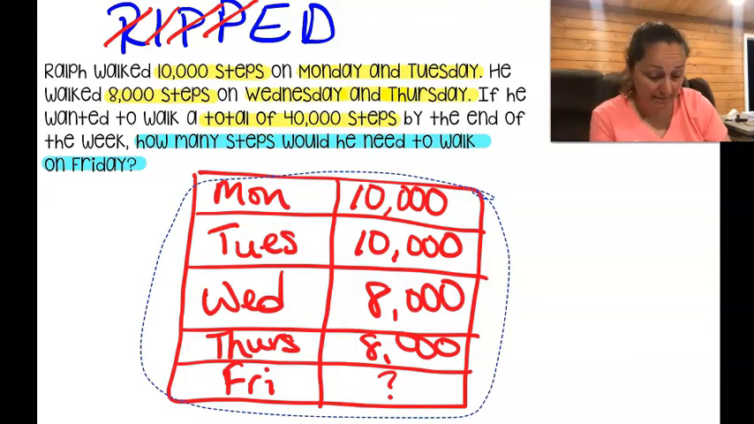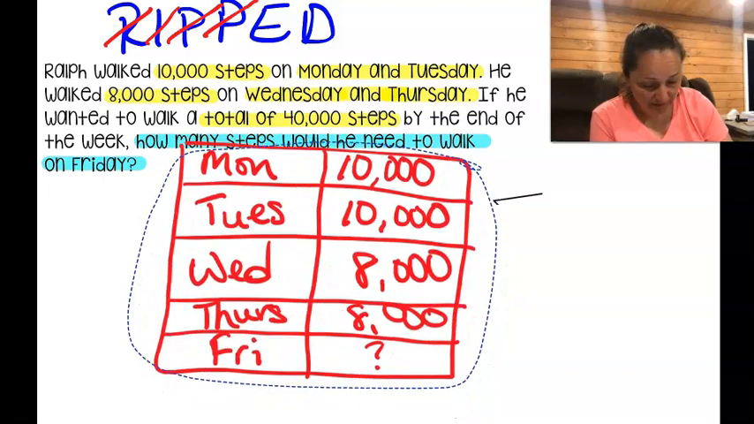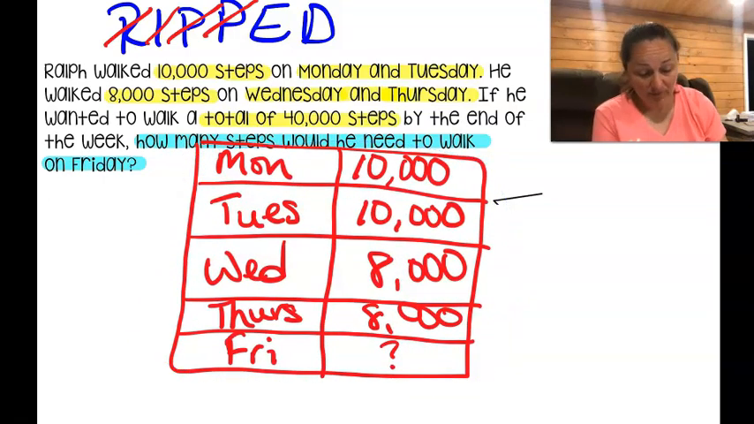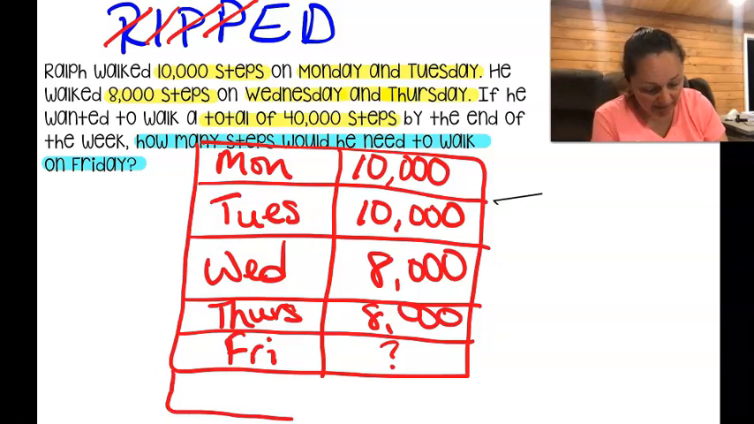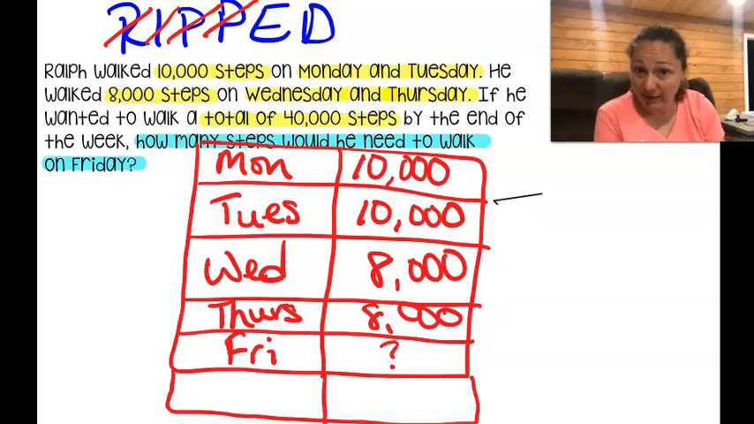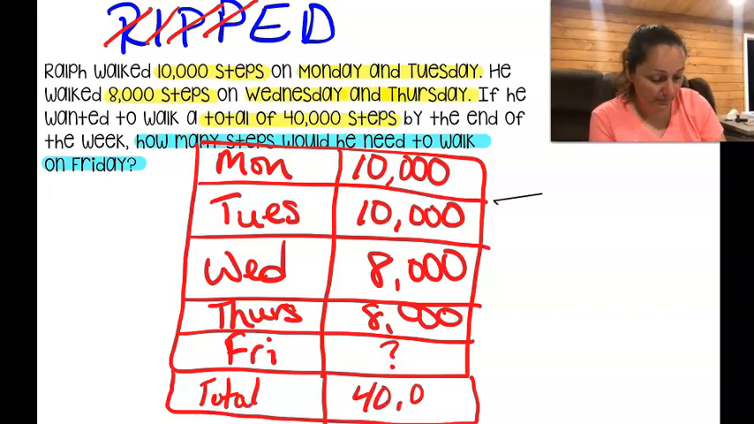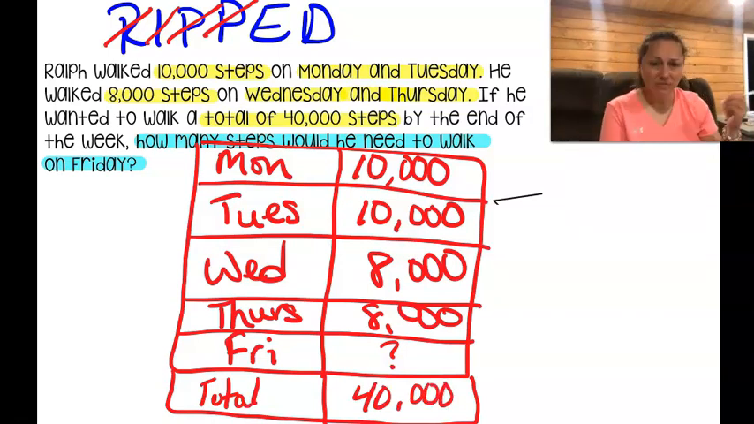If I do, it's okay. We're going to move this up, and I'm going to tell you why my little secret is. Because I want a total. So maybe I add another box, because good old Ralphie wanted a total of 40,000. That's some good walking there, Ralph. Nice job, man. So let's figure out what we need.